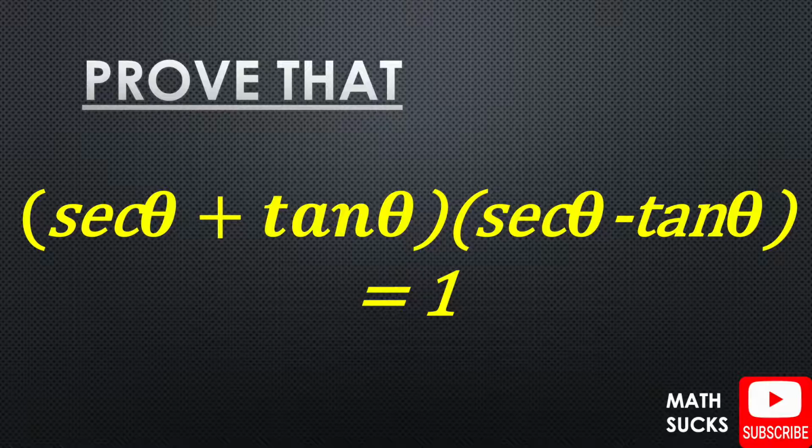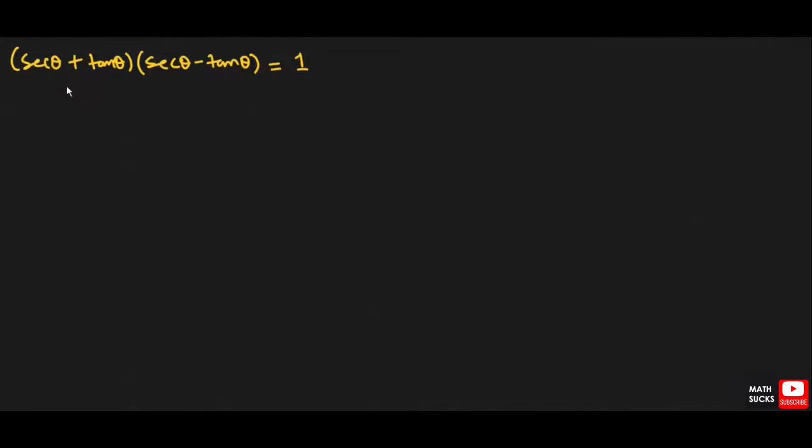In this video, I'll show you how we can prove that this bracket multiplied by this is equal to 1. There are two possible ways how we can do this, and one is the easiest one, the other is a bit longer, but both take us to the same answer.